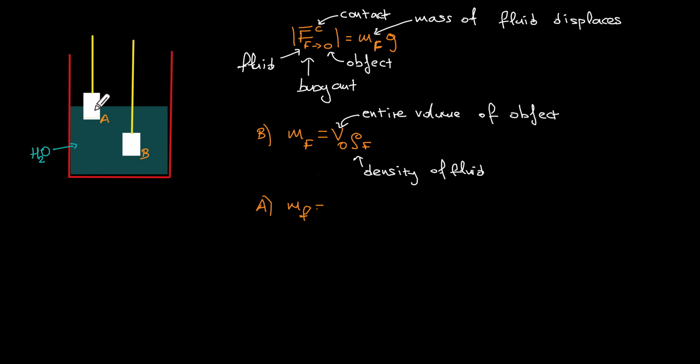Now, to find the mass of the fluid here, I need to know, first of all, the density of the fluid, as I did before, but I also need to know how much of the volume of the object is submerged. Now, if we say that it's halfway through, I'm going to use the volume of the object divided by 2. And this is because here the object is not fully submerged.